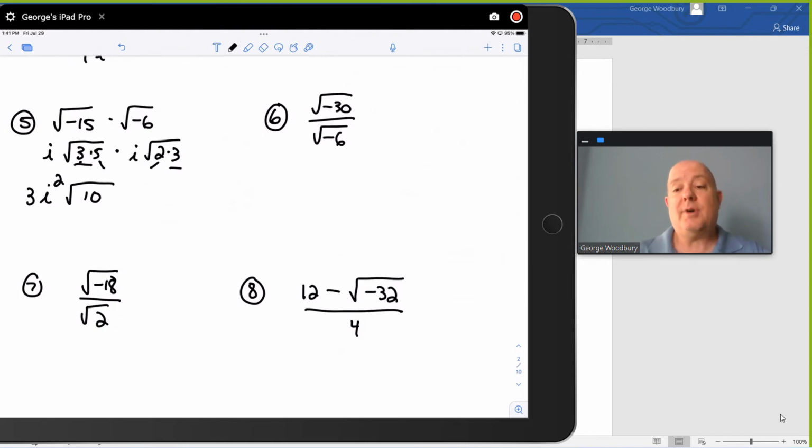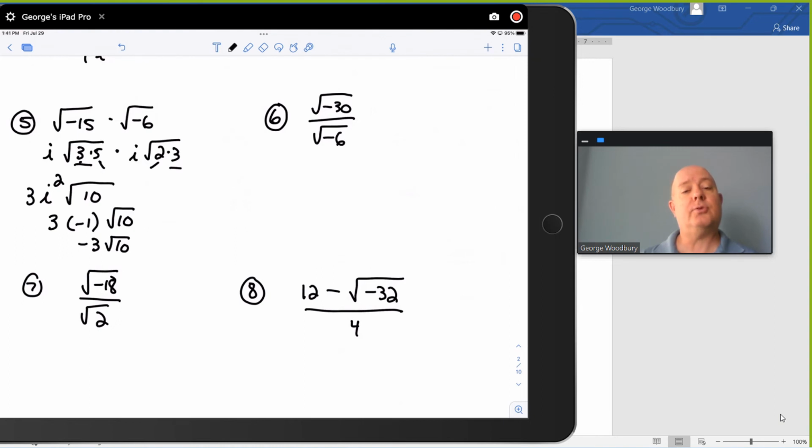Now, this isn't simplified because anytime you see a power of i larger than 1, we can simplify that further, and i squared can be replaced by negative 1. So this is the same as 3 times negative 1 times the square root of 10, or simply negative 3 square root of 10. Basically, when you see an i squared, if you take away the i squared and change the sign of that term, that's simplified.